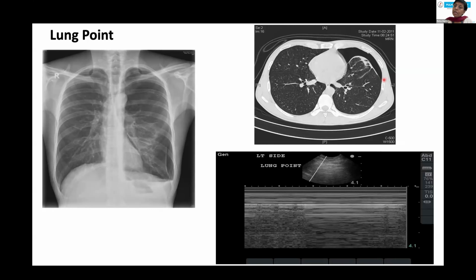Now, a question of common sense. If there is a complete collapse of the lung, or a massive pneumothorax or a tension pneumothorax where the lung is completely collapsed and comes to the hilum, will you be able to see the lung point? No, because the lung is completely collapsed and there is no place where the visceral and the parietal pleura are attached to each other or seen together. And if this sign is present, you can diagnose almost with 99% certainty that this is a pneumothorax.